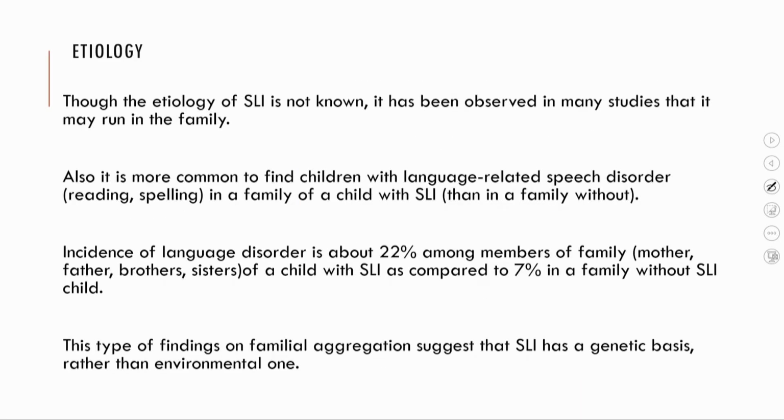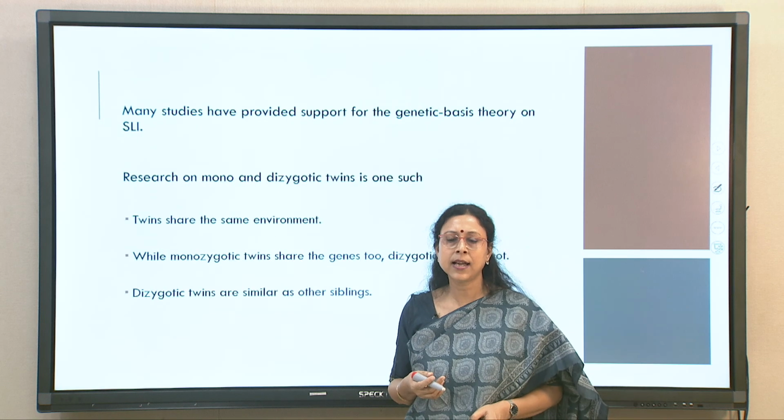So, the etiology of SLI is not known. It has been observed in many studies that it may even run in the family, as it is most common to find children with language related speech disorder like reading and spelling in a family with a child with SLI, as opposed to a family where nobody has SLI. So, if you have an SLI patient in the family, chances are higher that other children will have other kinds of language related disorders. That is the main point. So, this is some statistics that we have.